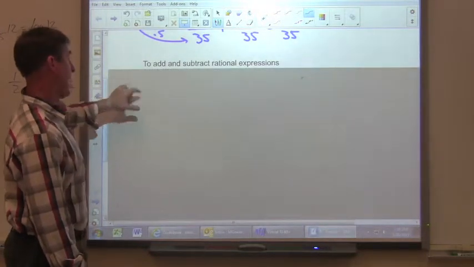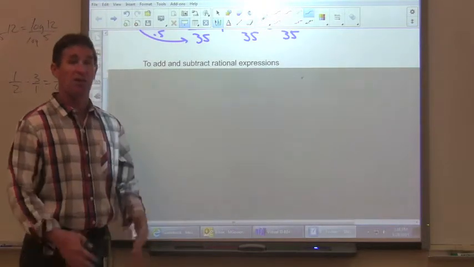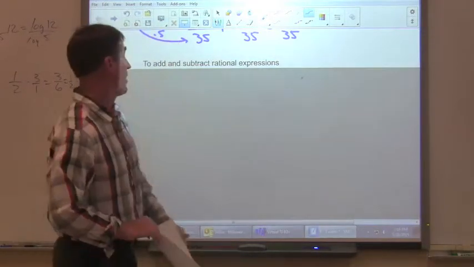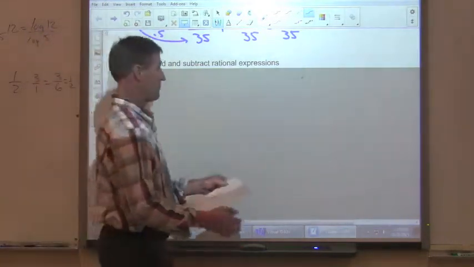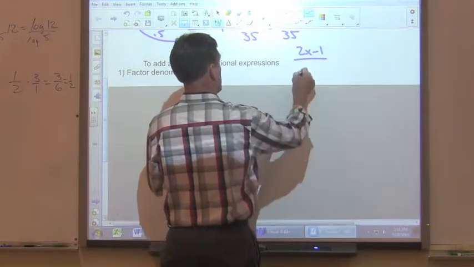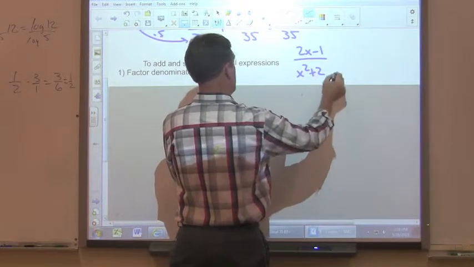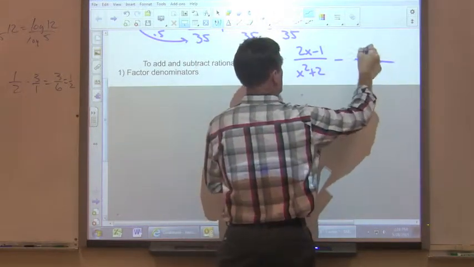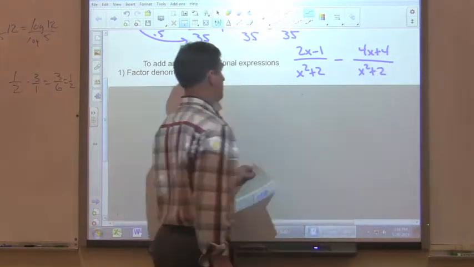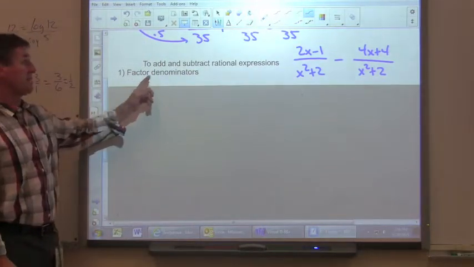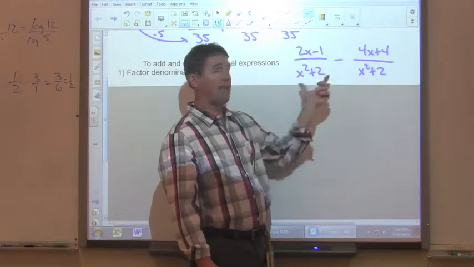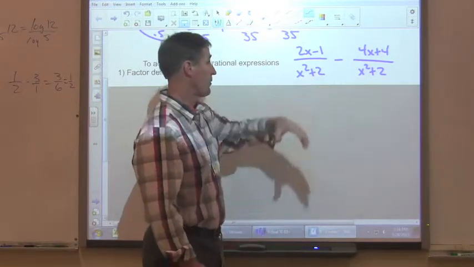So our steps to add and subtract rational expressions. And what I'm going to do is just take you through some examples as we go through each step. So we'll start with one where we have a common denominator already. So let's say 2x minus 1 over x squared plus 2 minus 4x plus 4 over x squared plus 2. So our first step is to factor the denominators. In this case, we can't factor either one of these, and they're the same. So we can just leave it that way.